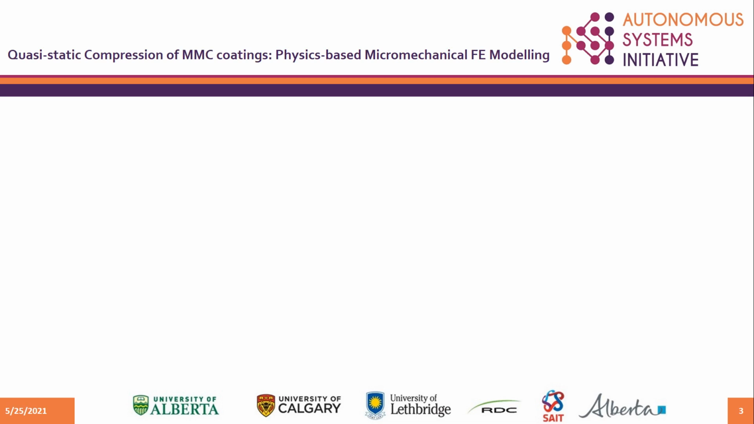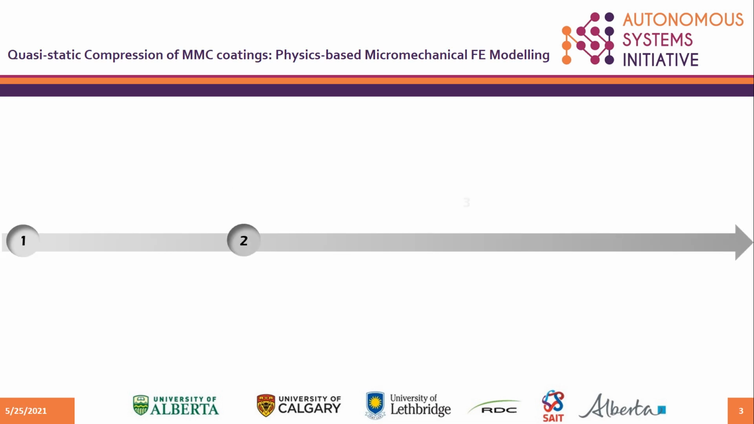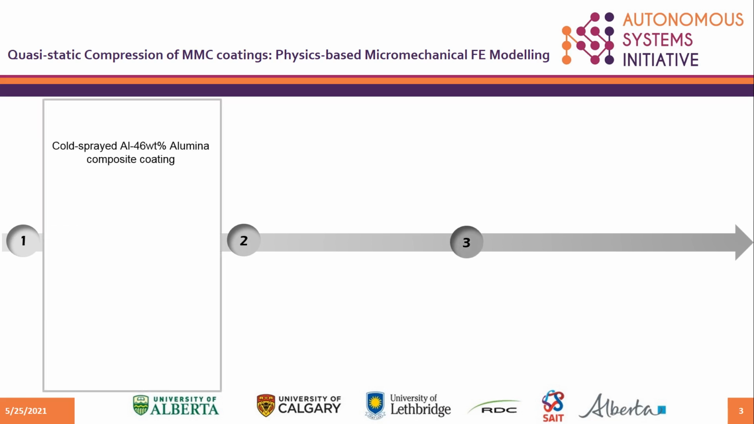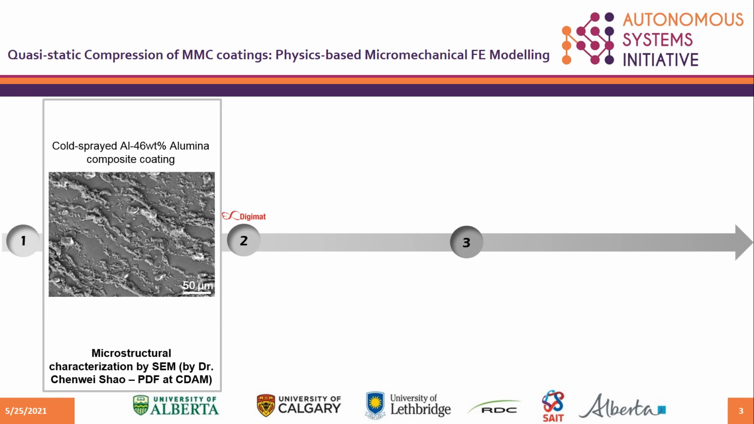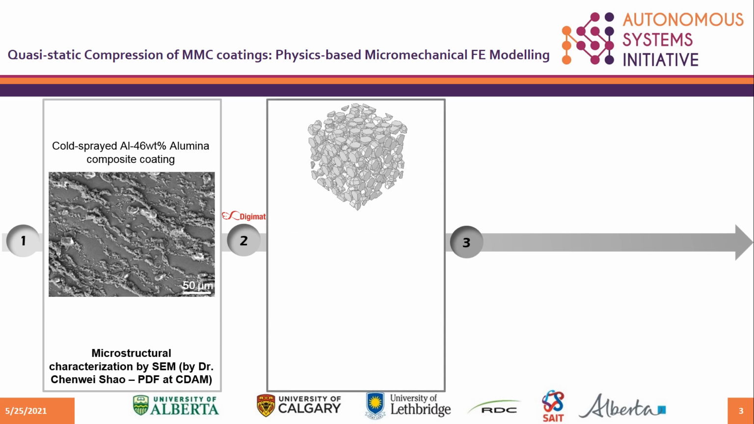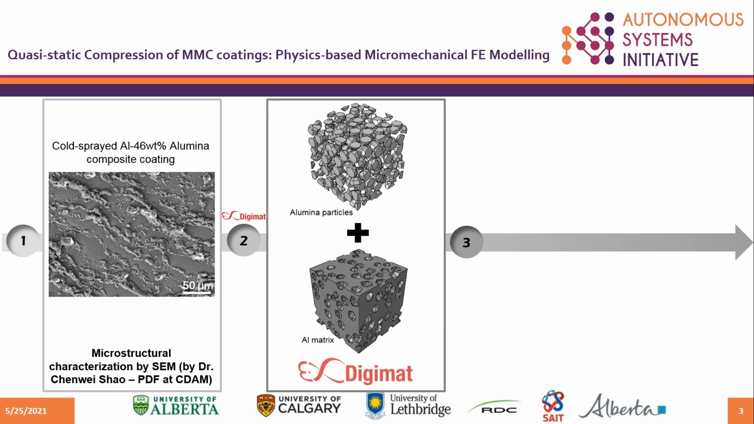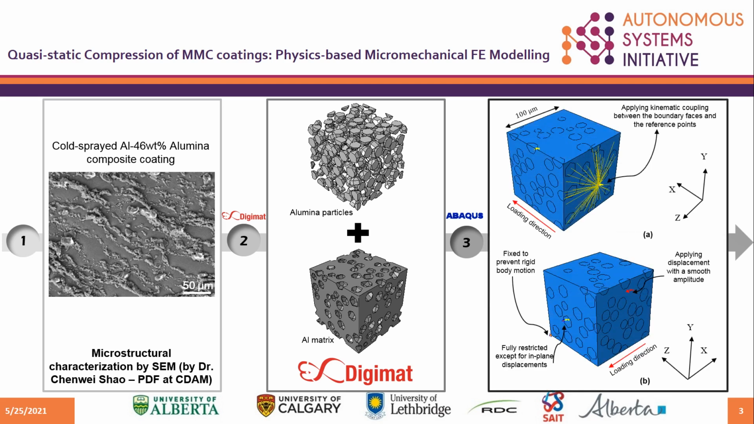The physics-based micromechanical finite element modeling in this study is normally comprised of three different steps. The first one is the characterization of microstructure to collect data on the microstructure, for example, particle size, particle shape, and particle distribution. Next, by having access to these microstructure characteristics, we generate models with the aid of Digimat software, and then the assembly of generated particles and aluminum matrix is imported to the ABAQUS solver to apply the load. In this case, we applied quasi-static compression on the representative volume element generated by the Digimat software.